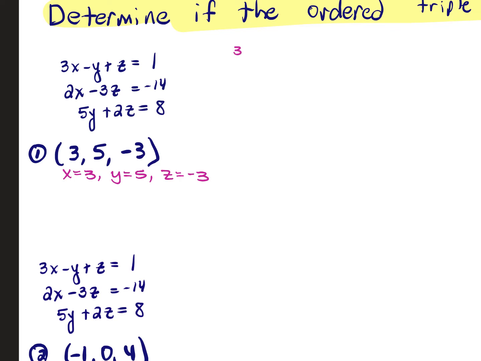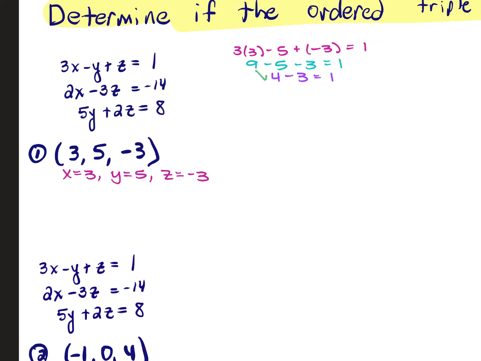That's that 3x, so 3 times 3, minus y, which is 5, plus z, which is negative 3, is equal to 1. The 3 times 3 gives us 9, minus 5, minus 3 is equal to 1. 9 minus 5 is 4. 4 minus 3 is 1. That gives us a true statement.